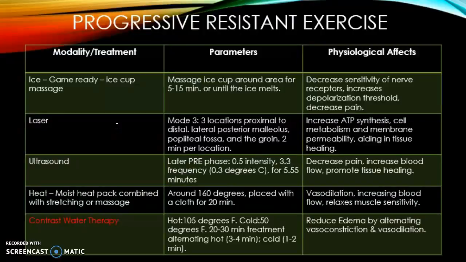Using a laser at this stage, I would use mode 3, which is the 1000 megahertz. There are 3 locations, and it goes from proximal to distal. It goes from the groin to the popliteal fossa and then the lateral posterior malleolus. And it is 2 minutes per location, so that it equals out to 6 minutes per treatment.